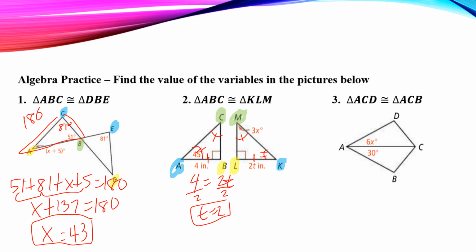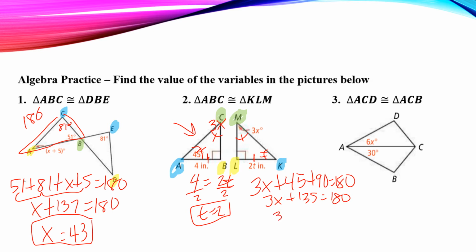Then for the other one, I have more information in this triangle here. If I know that M and C are congruent, that means C is 3x. So I can add these together, 3x plus 45 plus 90, and set it equal to 180 and solve for x. If I combine like terms, I get 3x plus 135 equals 180, and then I'd subtract 135 from both sides and get 3x equals 45. Then I'd divide both sides by 3, and I'd get x equals 15.